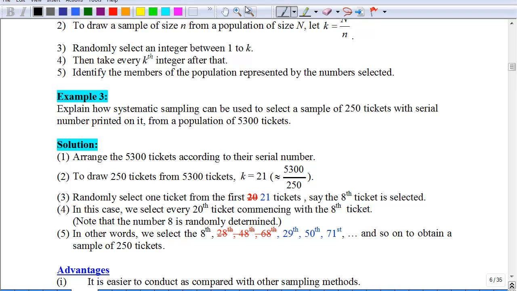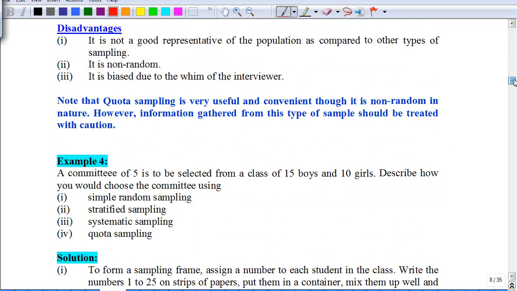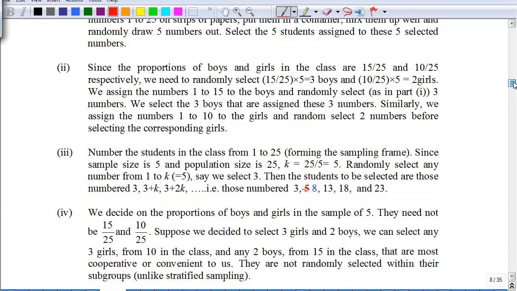Then consequently, in this case, we will select every 21st ticket, commencing from the 8th ticket. So it will be the 8th, 29th, 50th, and 71st. So can you also please change this 20th to 21st, sorry. The next typographical error that you need to take note of is in example 4 part 3. Please note that this should be 8 and not 5.